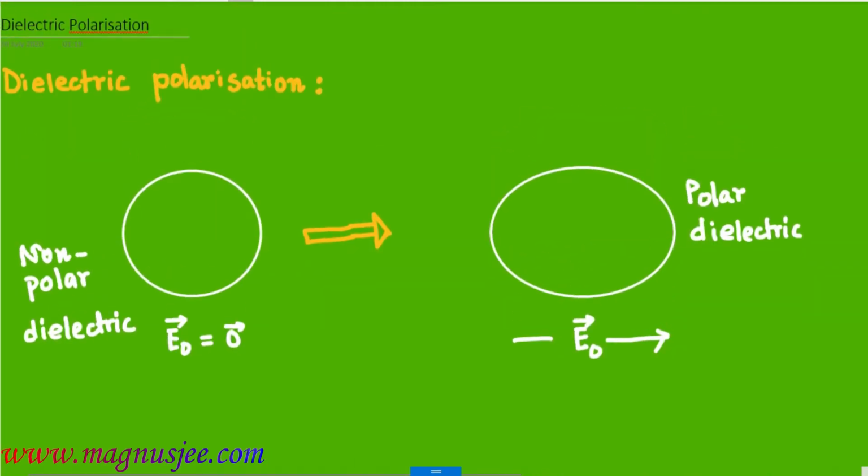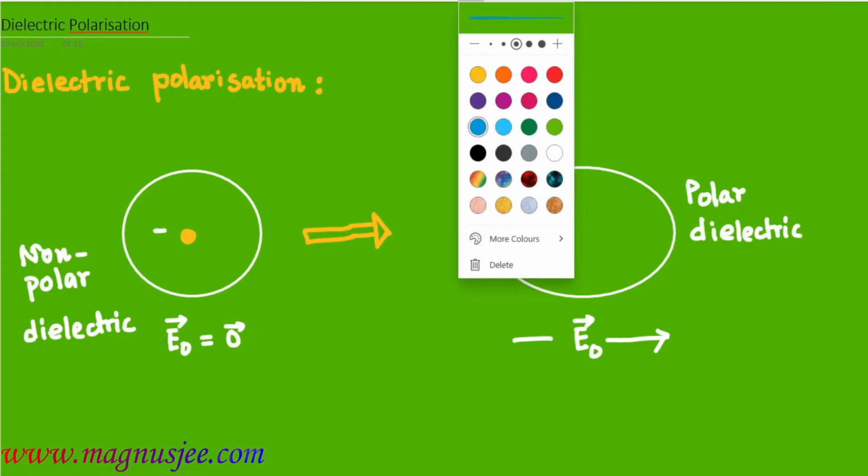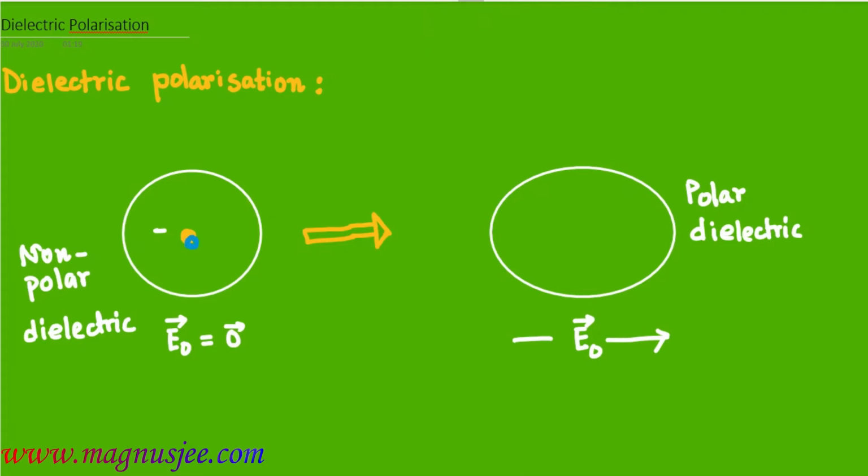Dielectric polarization. In the diagram, in a non-polar dielectric molecule, the center of negative charge coincides with the center of positive charge, and no electric field acts on this non-polar dielectric. That means the external electric field vector E0 will be a null vector.